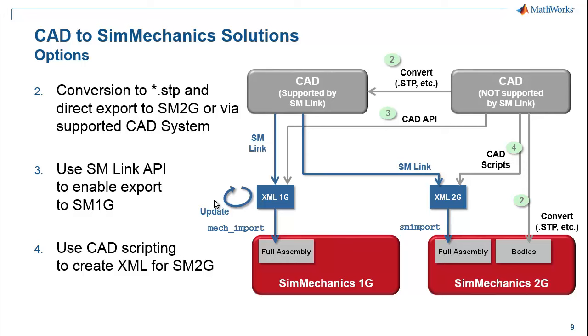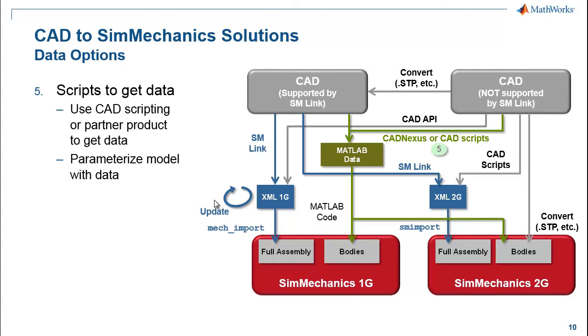You can use SimMechanics Link API. It's an application programmer's interface to enable export to SimMechanics first generation, or use CAD scripting to create the XML files for import into SimMechanics second generation. I will provide you with some further information on that.